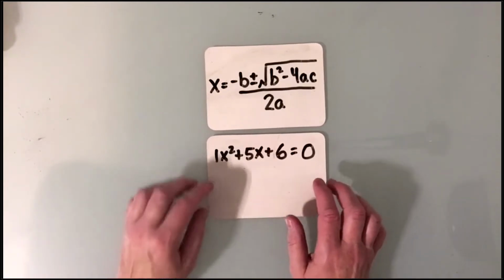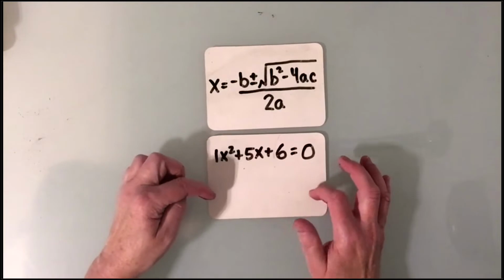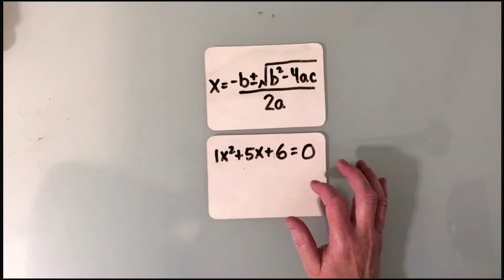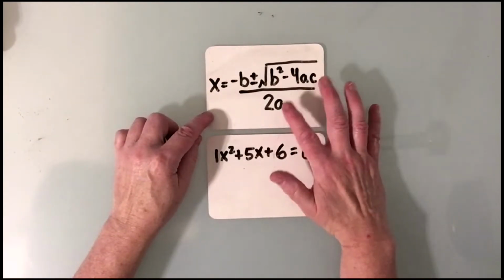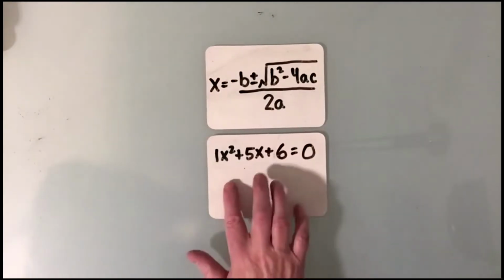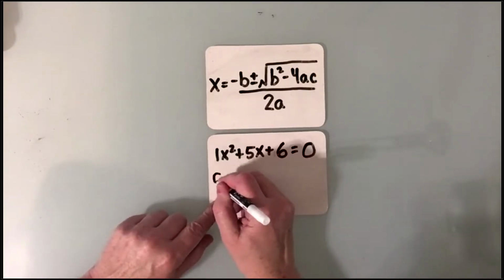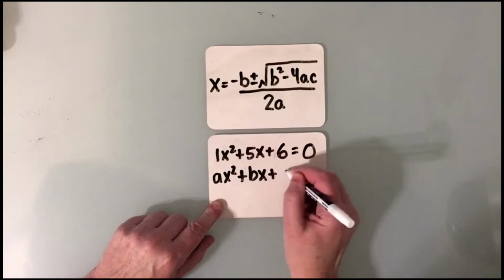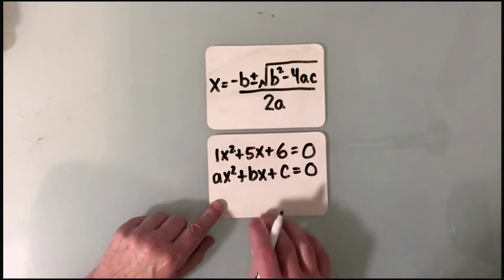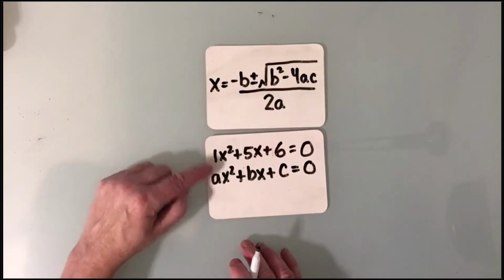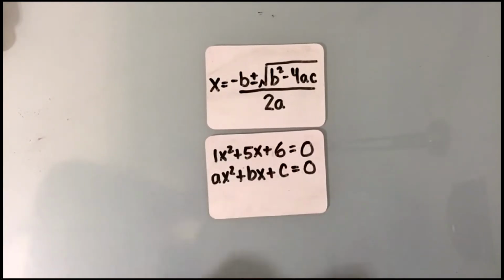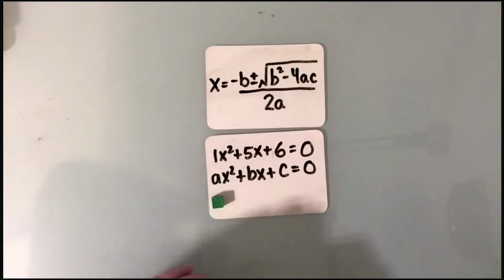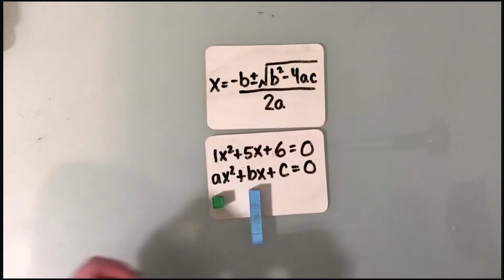Now in order to find out which values of x make this equal 0, when using the quadratic formula, we will need to know what a, b, and c are. So this is written in the form of ax squared plus bx plus c equals 0. And so now we can see that a is 1 and b is 5 and c is 6. And so what we would do is we would get out those blocks, 1, 5, and 6.